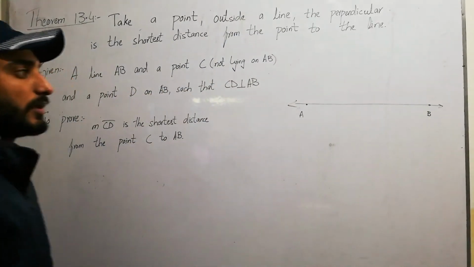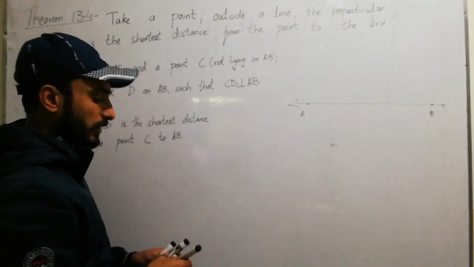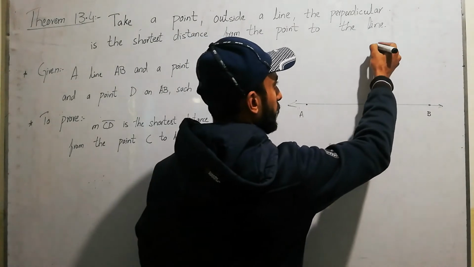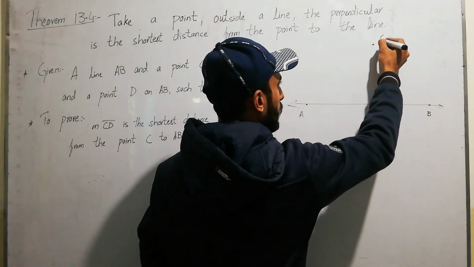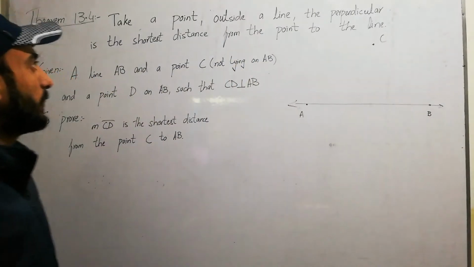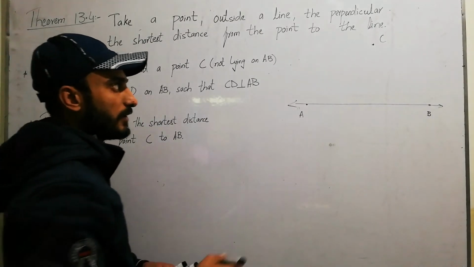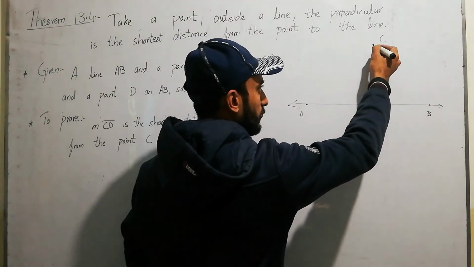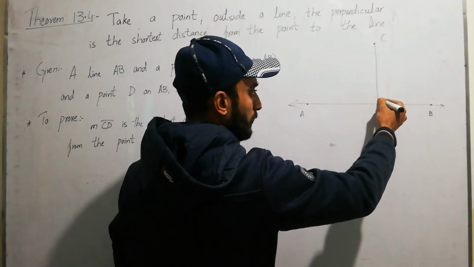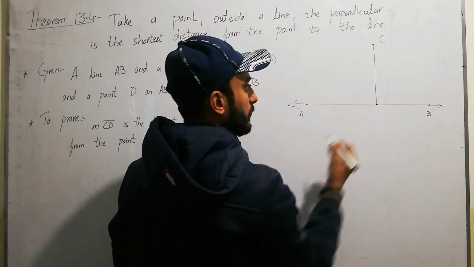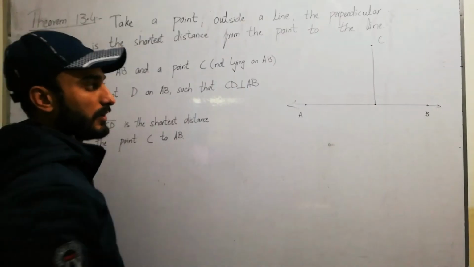Now we have to take a point outside the line, such that we can take a point here. This is a point C. The perpendicular is the shortest distance. Draw a straight line on AB where it cuts AB, name this point D.